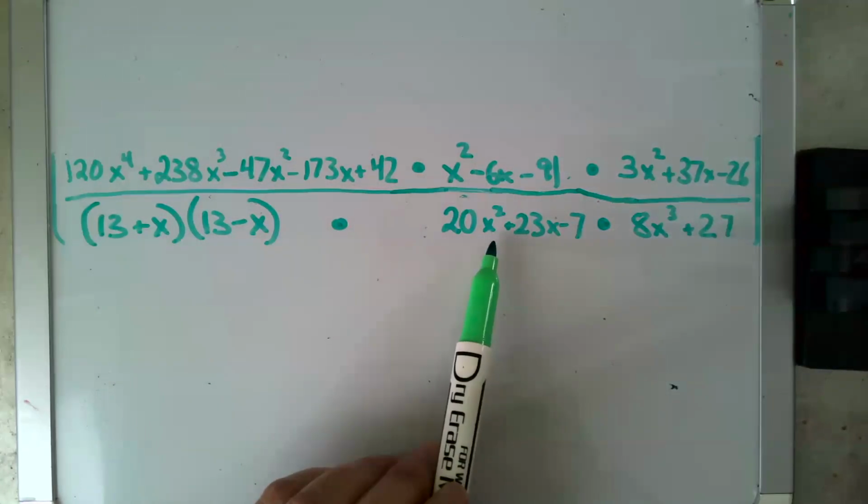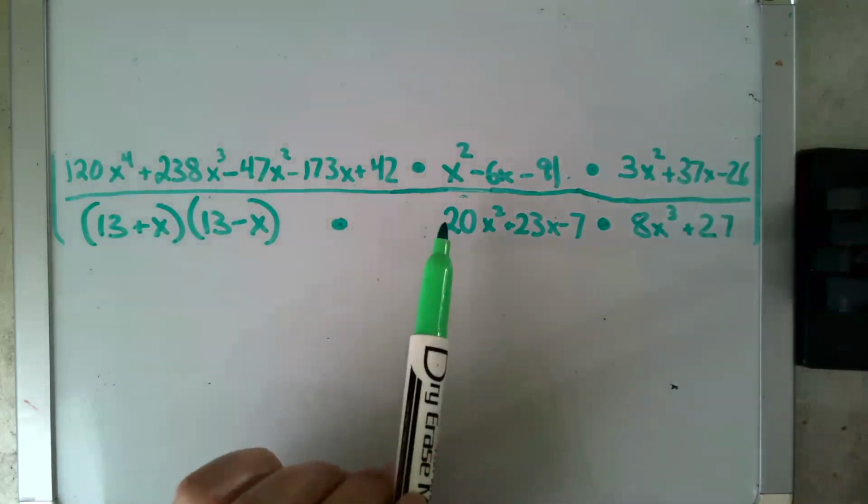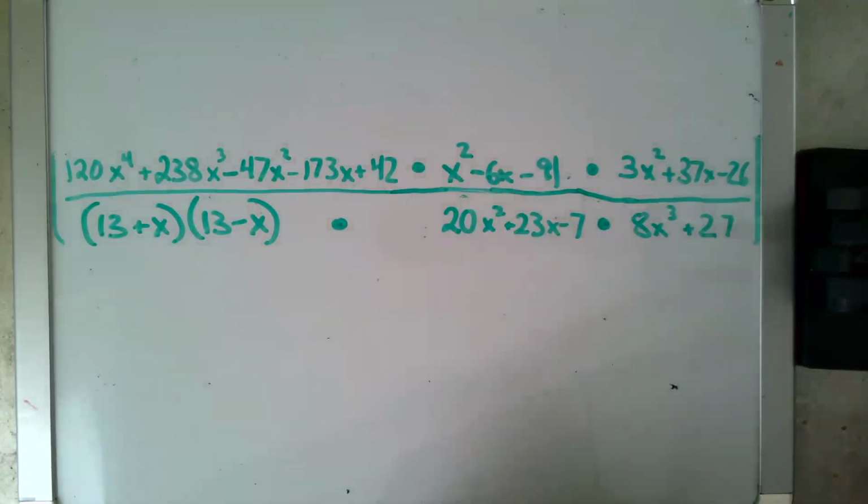Okay, moving on to my next expression. I have 20x squared plus 23x minus 7. Over the course of this video, I'm going to show you a lot of different ways to factor quadratic expressions. For this one right here, because I have a coefficient on my x squared, I'm going to show you a European method, the AC method. So the way that method goes is as follows.